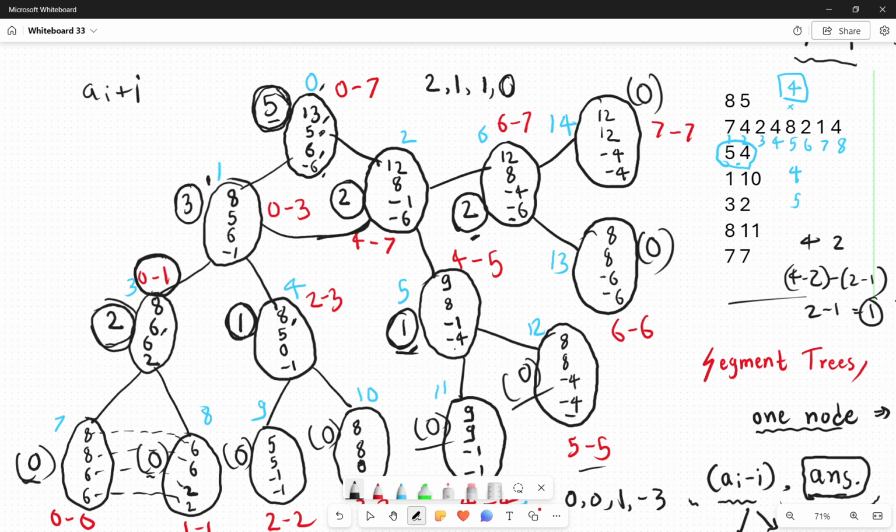Merging these two nodes right now. Let's go. Here maximum will be 12, minimum will be 5. And what about this thing? Maximum will remain 6 and minimum will remain -6, so no problems.